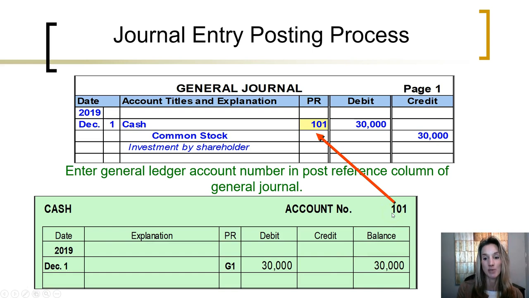To finish our posting process, we need to go back to the general journal and put a post reference of where that debit was posted to in its post reference column. That debit of $30,000 was posted to account number 101 from the general ledger. Having a post reference at both locations, where the debit came from and where it went to, easily enables us to be able to retrace and verify that the debit was appropriately posted.